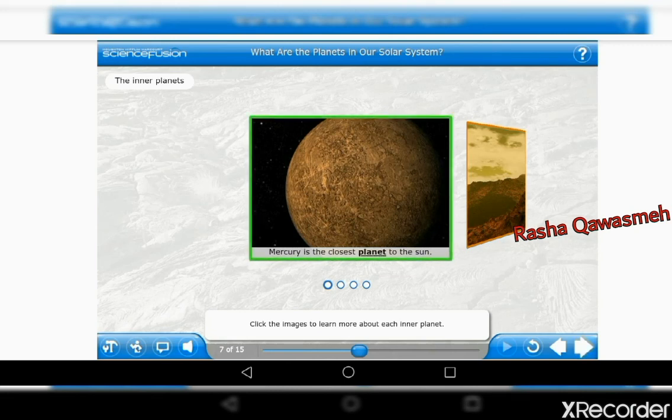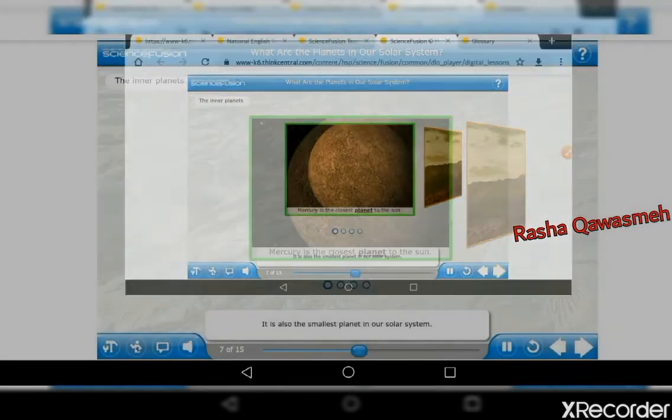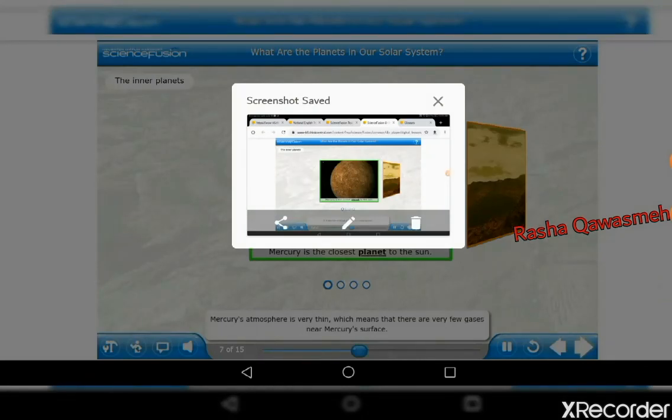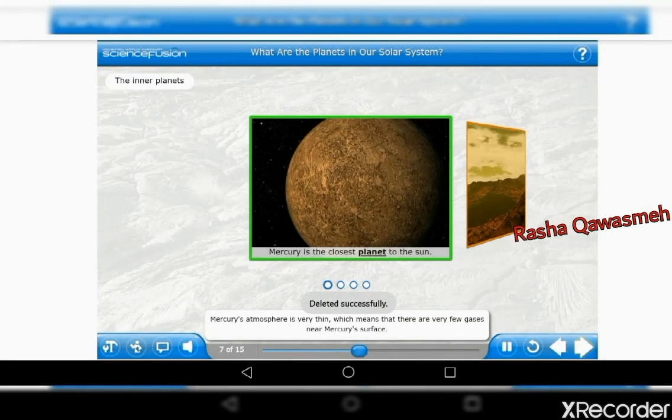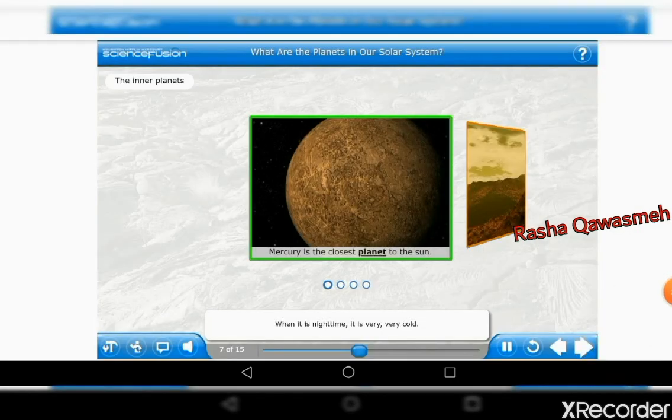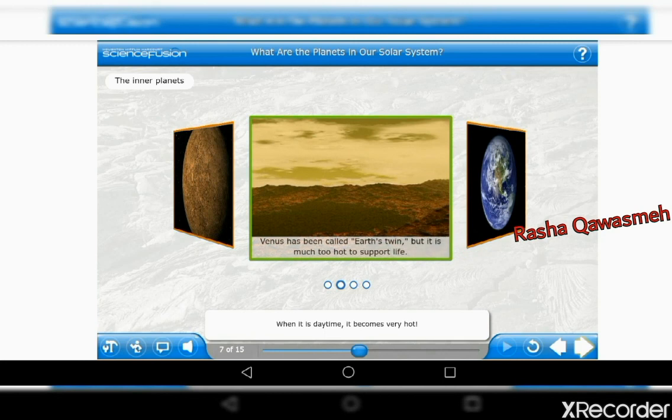Rocky inner planets are very close to the Sun, but they are different. Let's see Mercury. Mercury is the closest planet to the Sun. It is also the smallest planet in our solar system. Mercury's atmosphere is very thin, which means that there are very few gases near Mercury's surface. When it is nighttime, it is very, very cold. When it is daytime, it becomes very hot. So it's very cold at night time, very hot daytime. It has a thin atmosphere. So this is why.